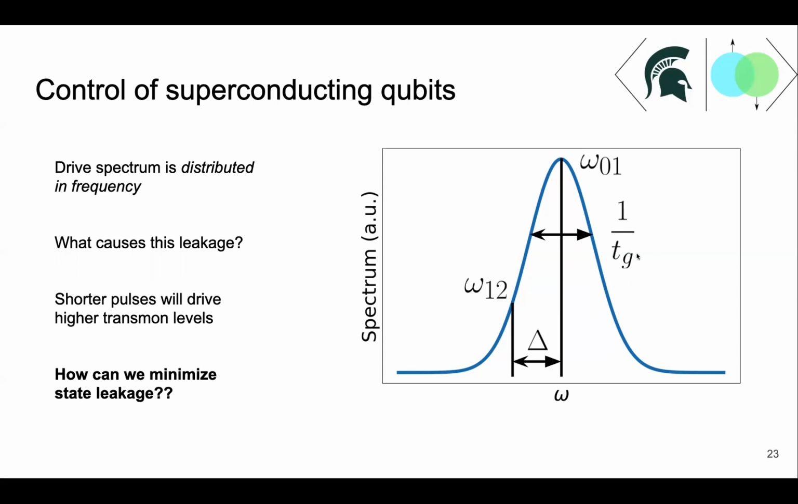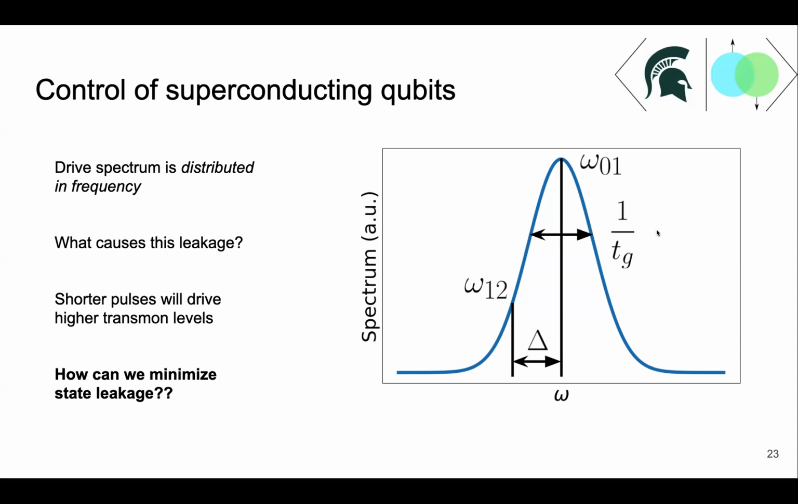Exactly. So the width is set by the inverse of TG. So TG is the gate time. And if my gate time is very long, 1 over a big number is small. So I have a delta function frequency.